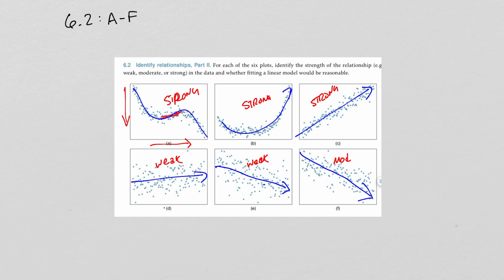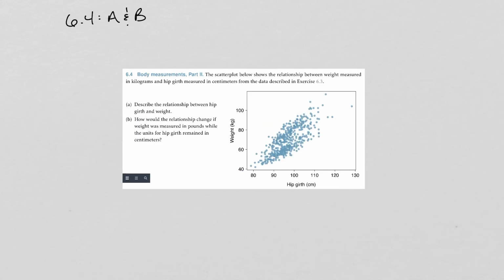It's moderate because there's a lot more dispersion going on here than this one that is really, really tight along the line. Okay. So here, describe the relationship. It's linear, right? You can put a good line in there. And it's strong, right? It's kind of clustered around the line, and it's positive because you're going up and to the right.